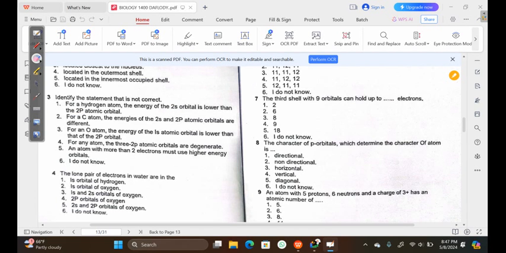We move on to question 4. The lone pair of electrons in water are in the... Yes, please. Okay, so degenerate.